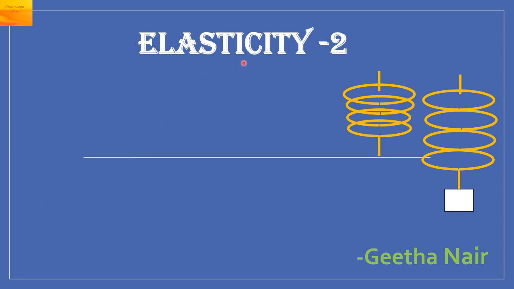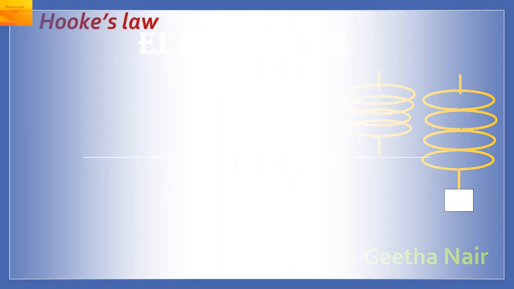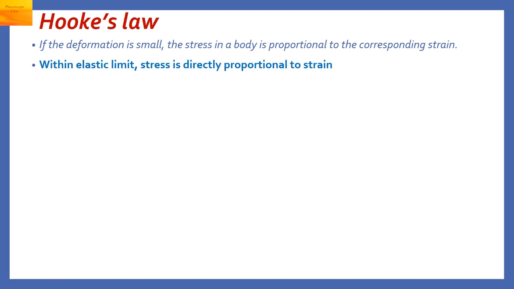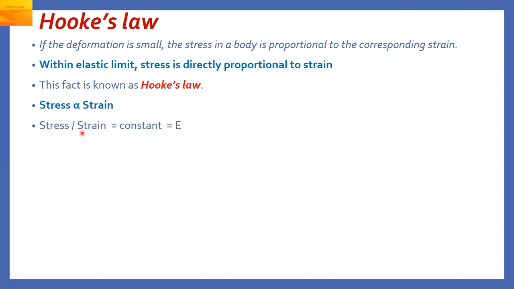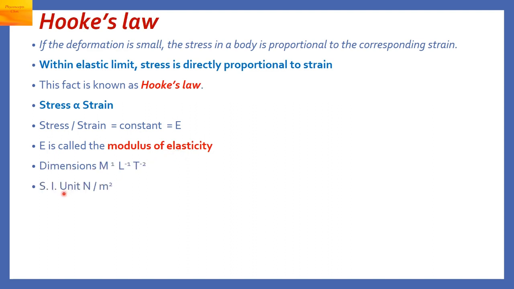This video is the second part of the series on elasticity, where we are going to see about Hooke's law. Hooke's law is stated as: within the elastic limit, stress is directly proportional to strain. This can be written as stress upon strain, which is equal to a constant, and that we are denoting as E. E is called the modulus of elasticity. Units of the modulus of elasticity is Newton per meter square.